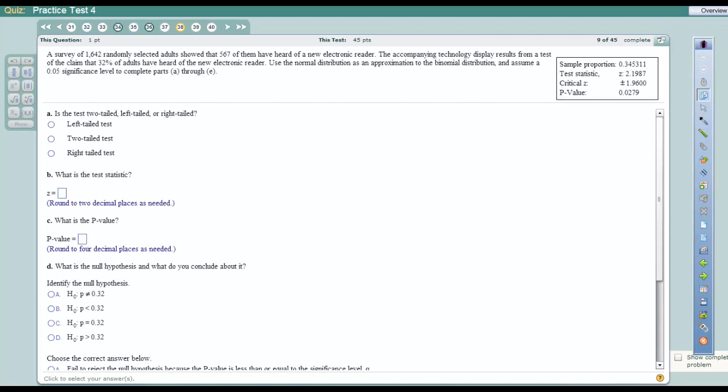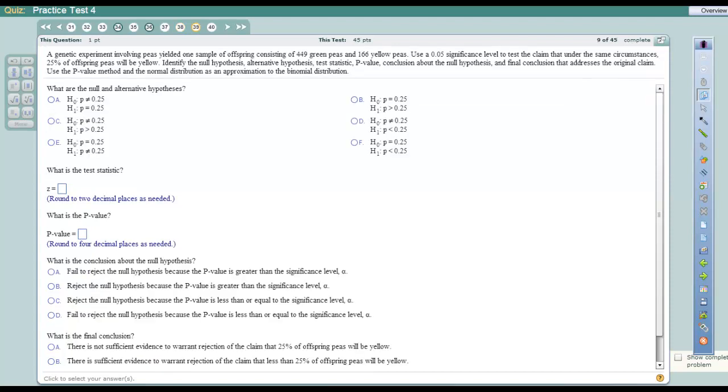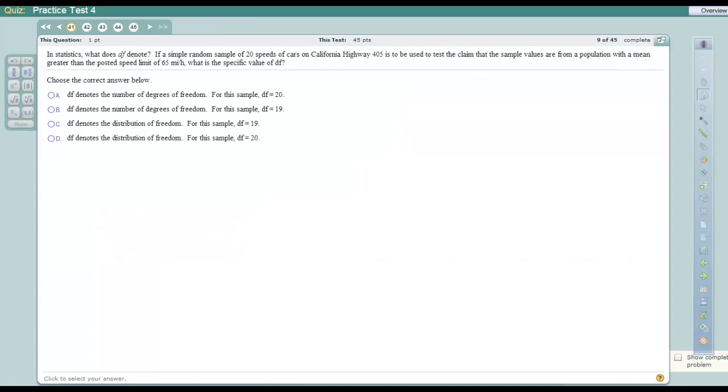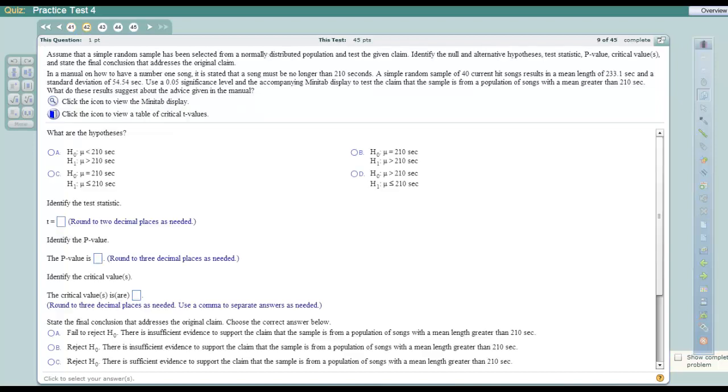Same kind of thing there. Let's look at at least one regarding the mean, and then we'll stop. Here we already talked about degrees of freedom. DF stands for degrees of freedom. And if the sample size is 20, then degrees of freedom would be what? 19.